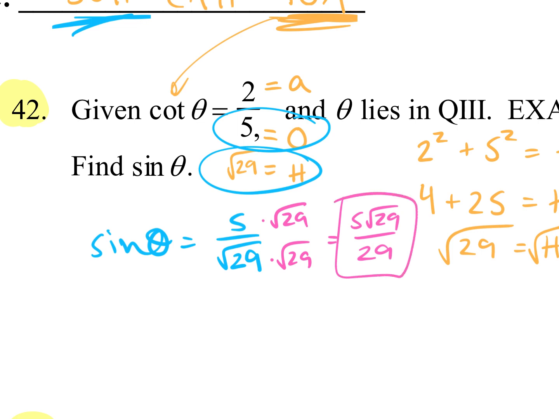Now the last step is it tells us it falls in quadrant 3. 1, 2, 3, 4. So all students take calculus. What's positive in quadrant 3? Tangent. So sine would have to be not positive. So it'd be negative. So just tangent and its reciprocal cotangent are going to be the positive ones. So that means everything else will be negative. So it has to be negative 5 square root 29 over 29.